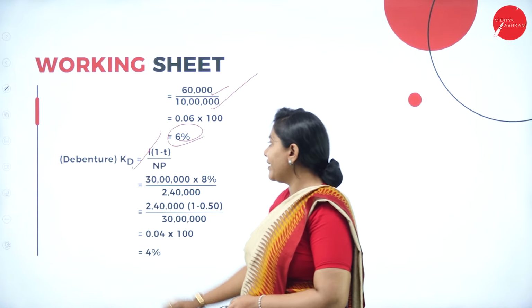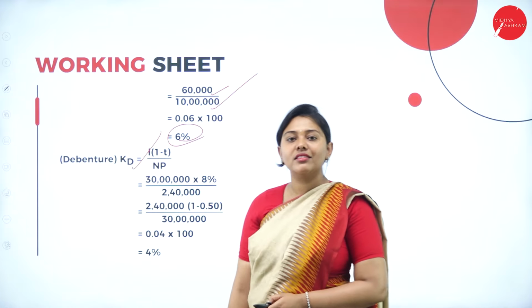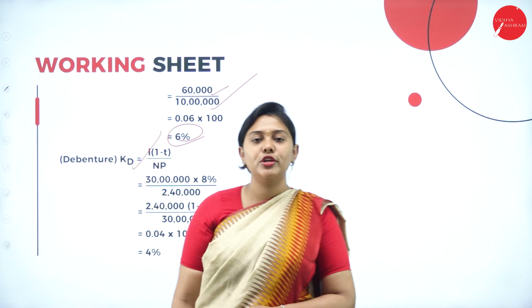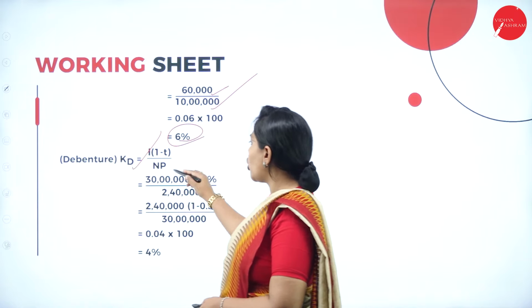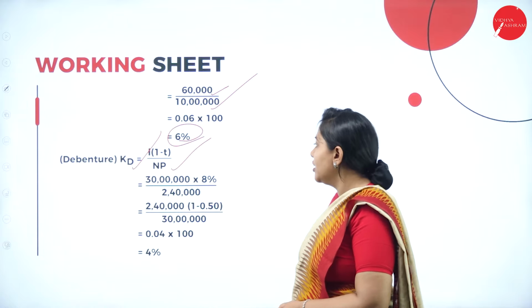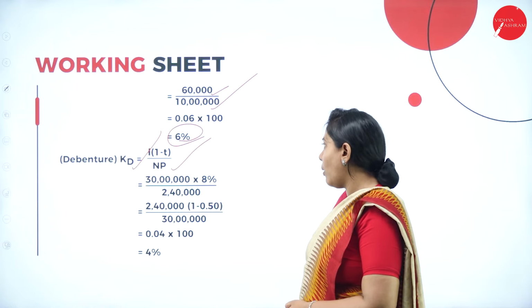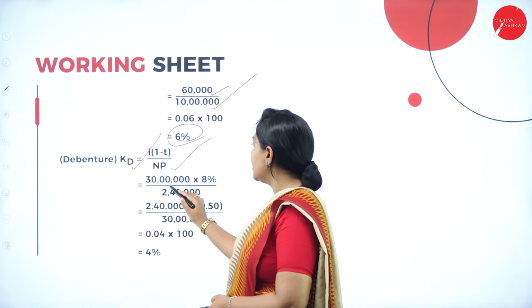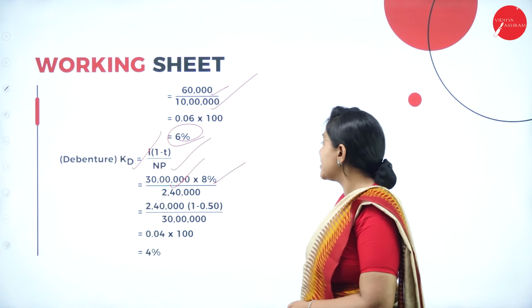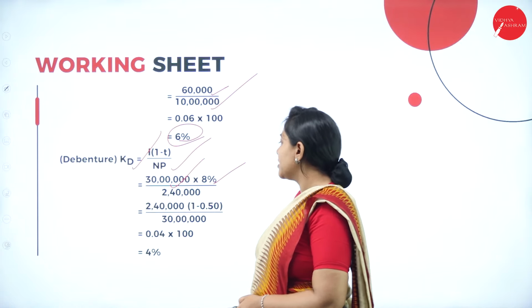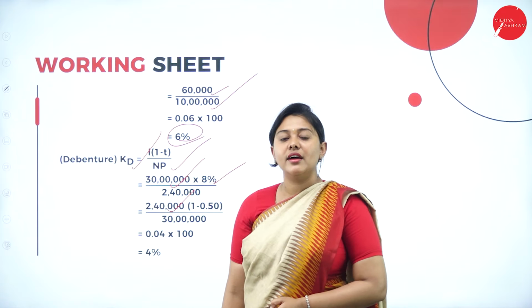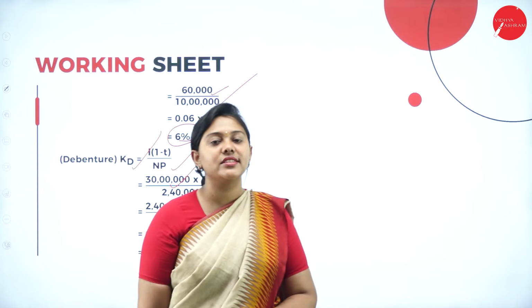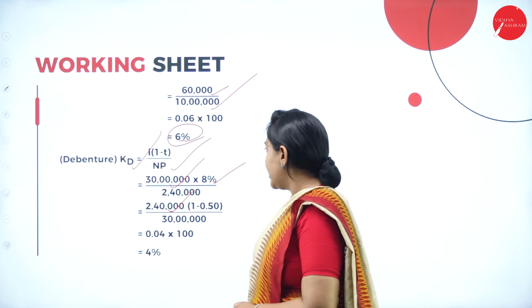Next, cost of debenture: interest into 1 minus tax rate. Tax rate is how much? Tax rate is not given in the question, so directly you can take up the problem. What is the interest you get? 30 lakh into 8%, it is 2 lakh 40. 50% is the tax rate. How much is the tax rate? 50% is the tax rate.